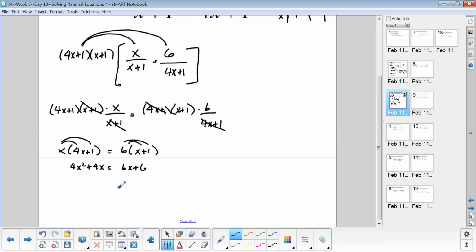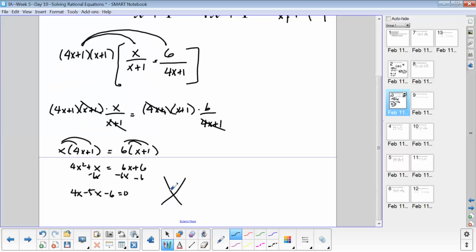So I get 4x squared plus x, 4x squared plus x, not 4x, is equal to 6x plus 6. So I'm going to subtract the 6x, and I'm going to get 4x squared minus 5x, and then I'm going to subtract the 6, and I'm going to set it equal to 0.